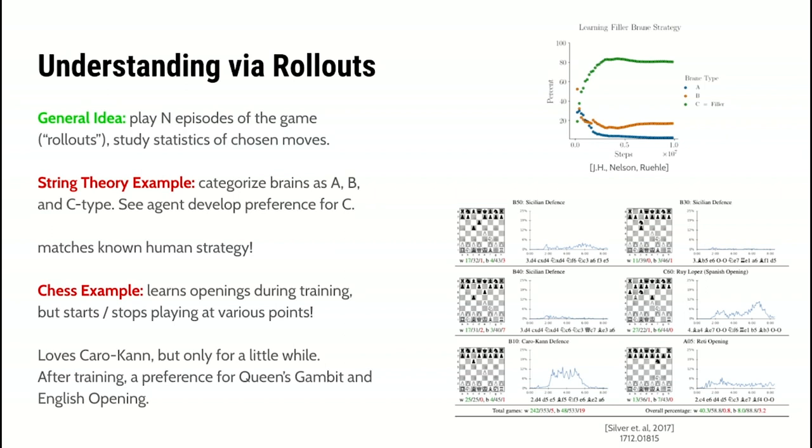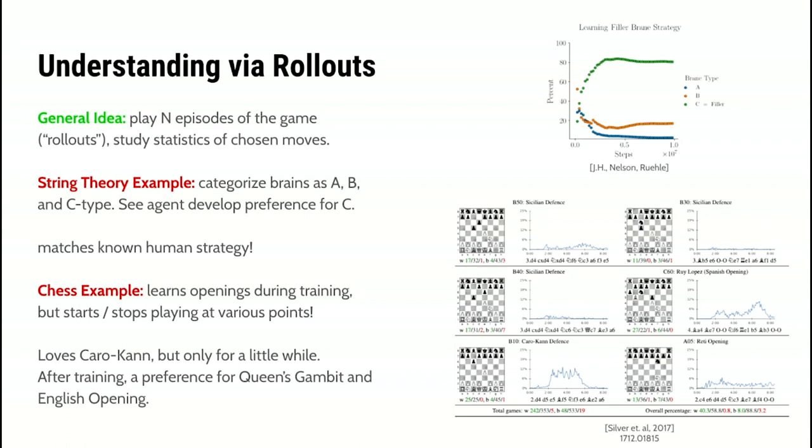Paper from 2017. You can see that this Caro-Kann defense, training time goes this way. Percentage of time that it plays the game is this axis. So for a long time, it doesn't play the Caro-Kann at all. And then it starts playing it for about half of its training life. And then it decides, no, that one's not so good. I'm moving on to other things.